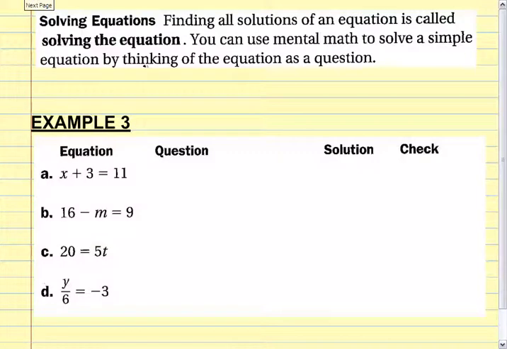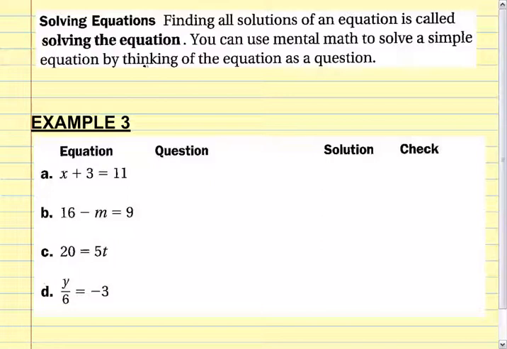Solving equations. Finding all solutions of an equation is called solving the equation. You can use mental math to solve a simple equation by thinking of the equation as a question. Now, as the equations get more complex, there's a process called inverse operations that helps us solve the equation. But looking at these, they're pretty simple.